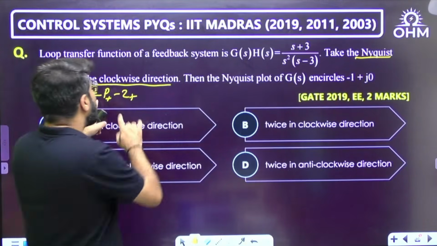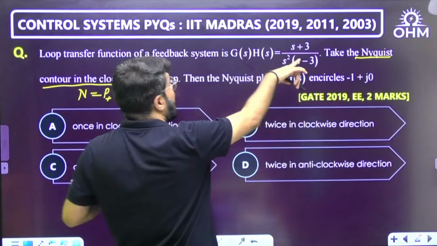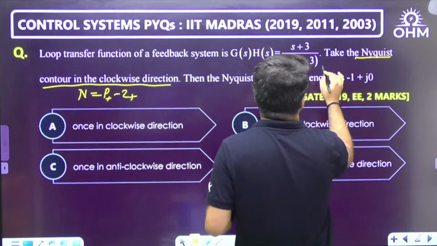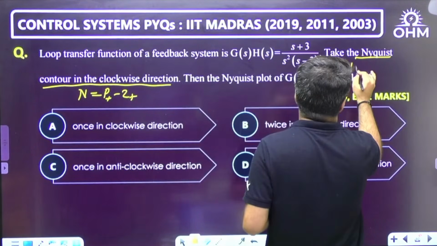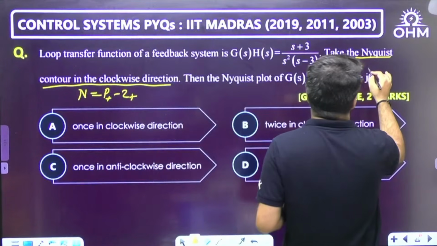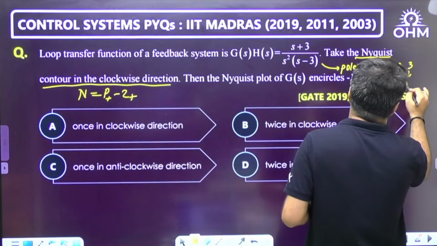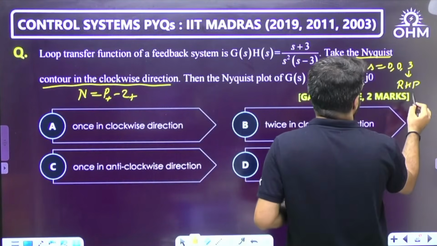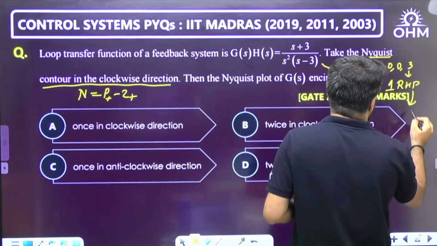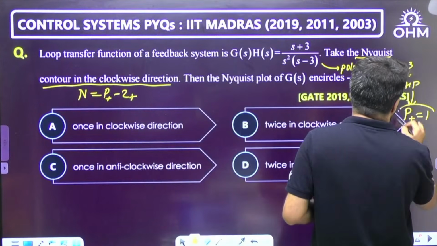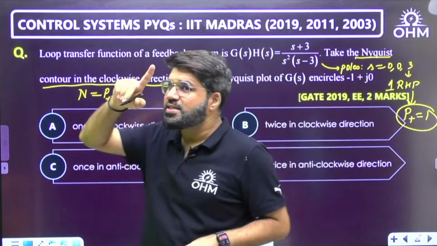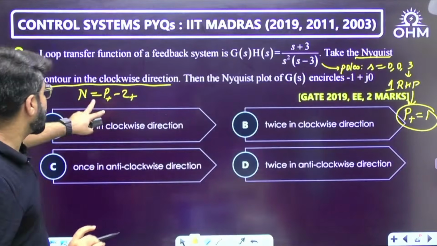P plus is the number of poles of GSHS in the RHP. First of all, what are the poles of this GSHS? 0, 0 and 3. Do you have an RHP root? Yes. So there is one RHP root, so P plus is 1. P plus is the number of poles of GSHS in the RHP. So I got P plus.